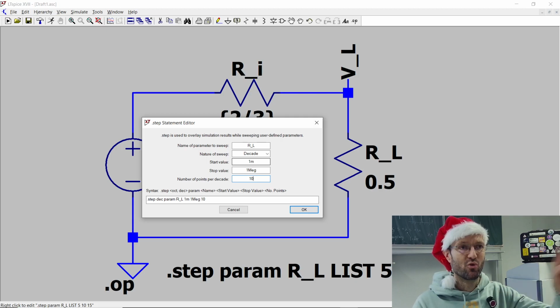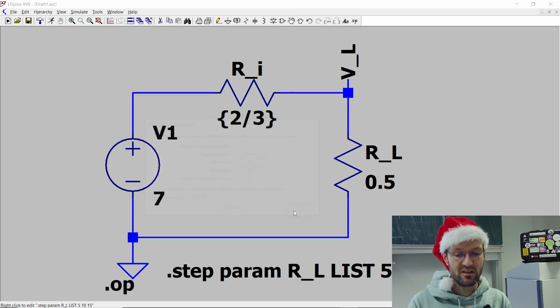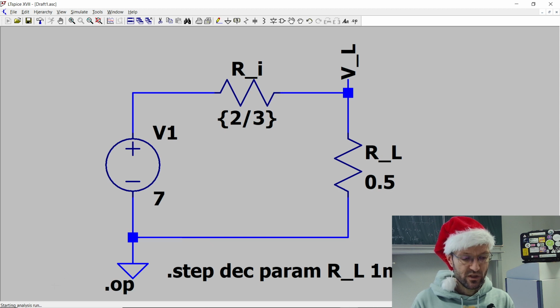I mean, at the end, it should be a curve. From 1 milli to 1 mega ohm, it's 6 orders of magnitude, 6 decades. So with 10 values per decade, I should get something like 60 simulations, or maybe 61. So if we run it, now it starts some analysis and takes some time, interestingly. Hopefully my computer does not crash, because it should not be too complicated for it to do such a sweep.